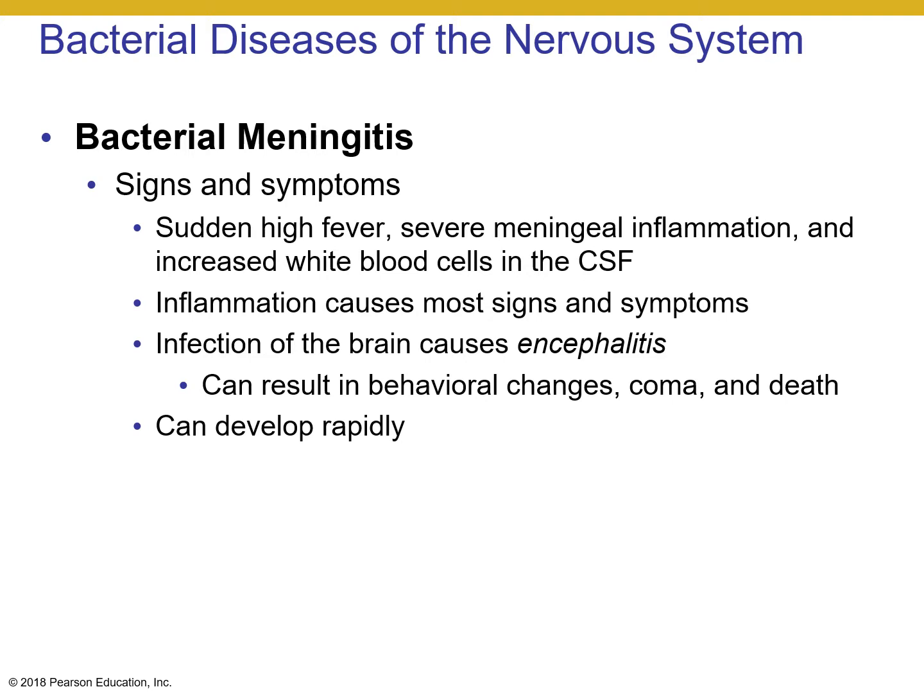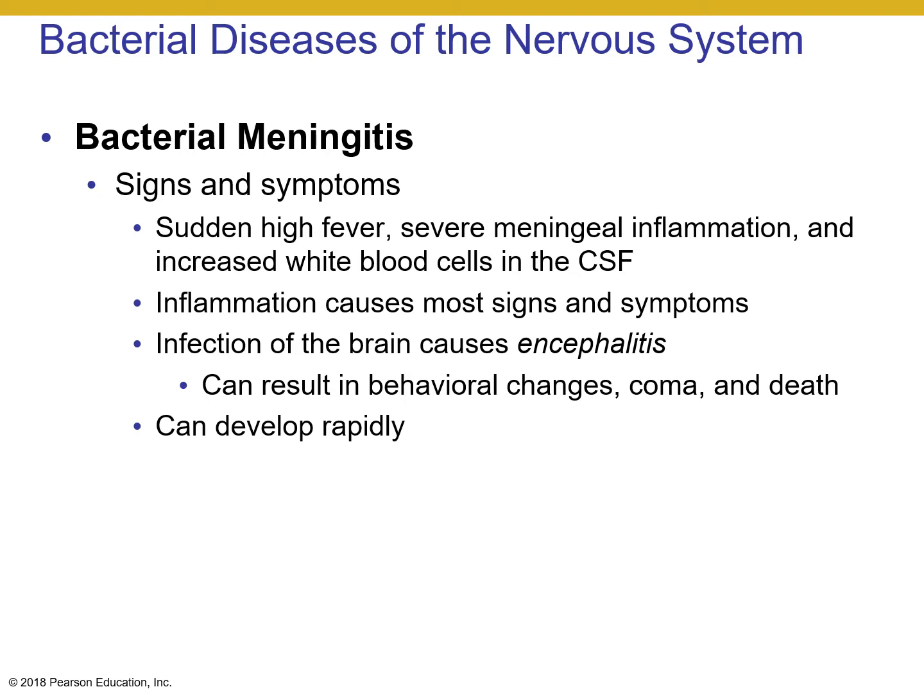Bacterial meningitis is probably the most common type of meningitis that we see. What we know is that it has a sudden onset of high fever, severe inflammation in the meninges, and then there is a white blood cell count in the cerebral spinal fluid. And if you'll remember correctly, the cerebral spinal fluid should have no cells in it. The body's response via inflammation causes most of the signs and symptoms.